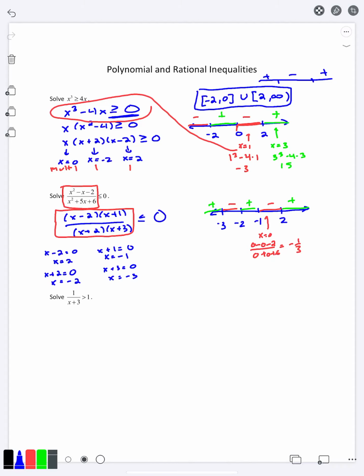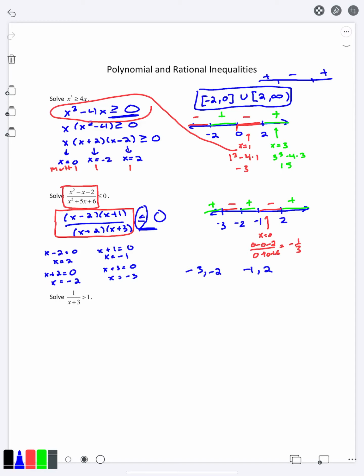And the last thing we have to do is look at this. We're looking for the negative parts of this. Well, that goes from -3 to -2, and then from -1 to 2. However, you need to be careful here. I'm looking for the places where it's less than or equal to 0, which means being equal to 0 is fine. I'll put a bracket there.